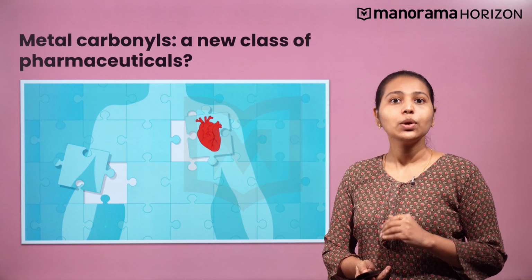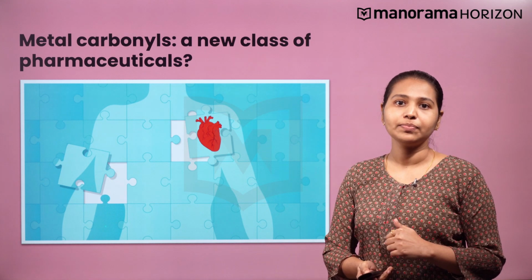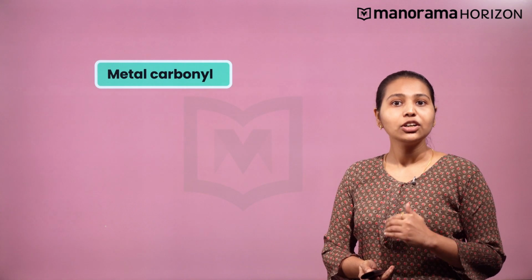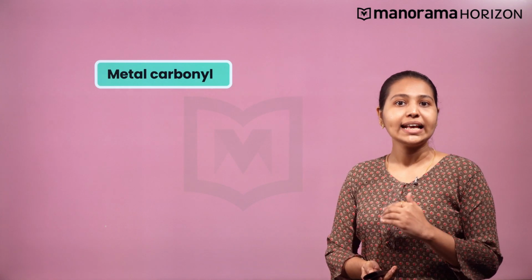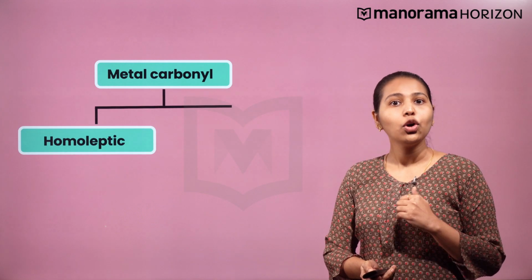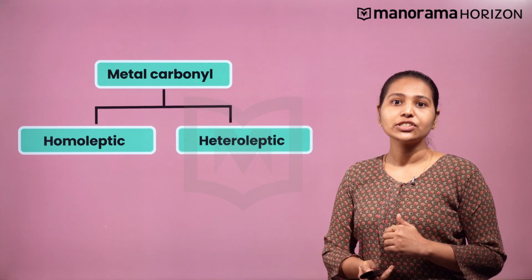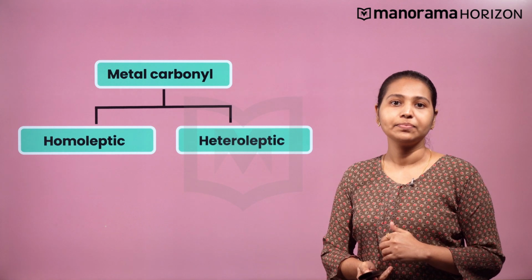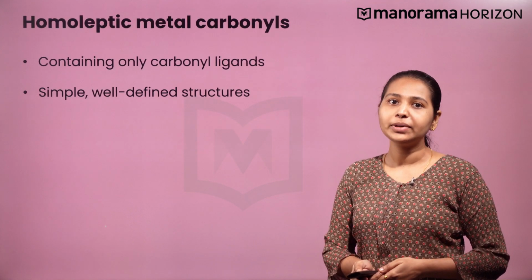In this context, we may discuss the different types of metal carbonyls and their structures. Metal carbonyls are coordination complexes of transition metals with carbon monoxide as ligand. They can be homoleptic or heteroleptic. Let's limit our discussion to homoleptic complexes. Most of the transition metals form homoleptic carbonyl compounds.